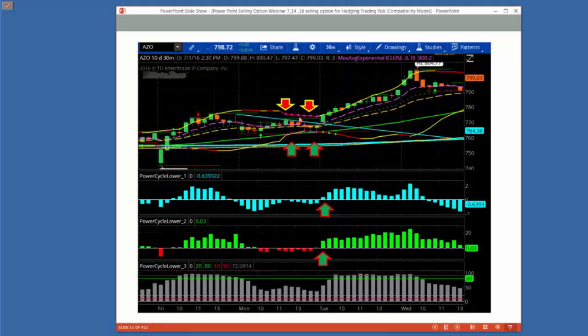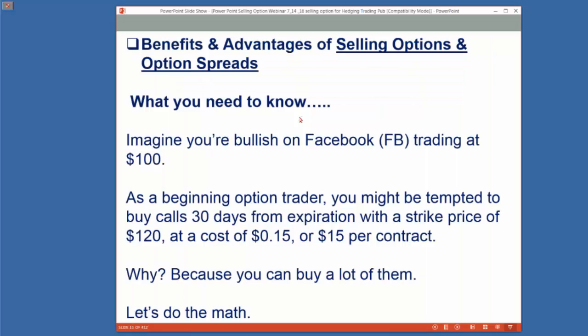Now, the benefits and advantages of selling options and option spreads, and this is what you really need to know to understand these benefits. Imagine you're bullish on Facebook and it's trading at $100. As a beginning option trader, you might be tempted to buy calls that are 30 days from expiration with a strike price of 120, and that would, in this example, cost 15 cents, or $15 per option contract.